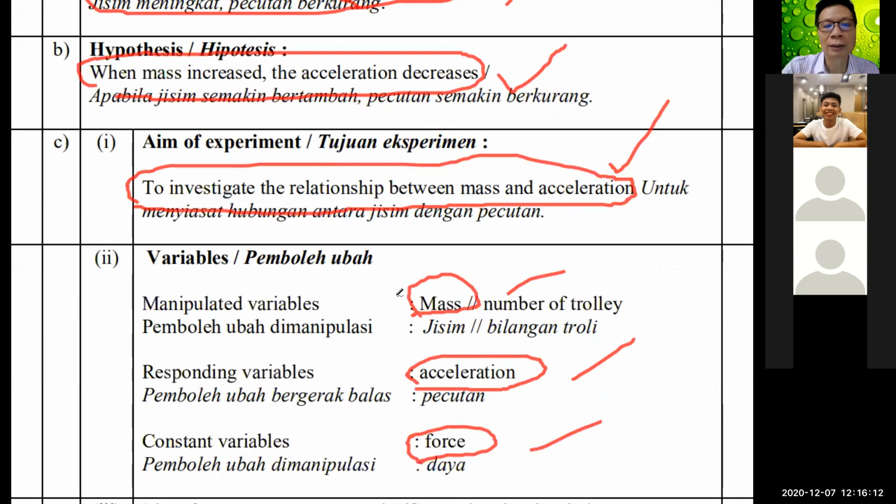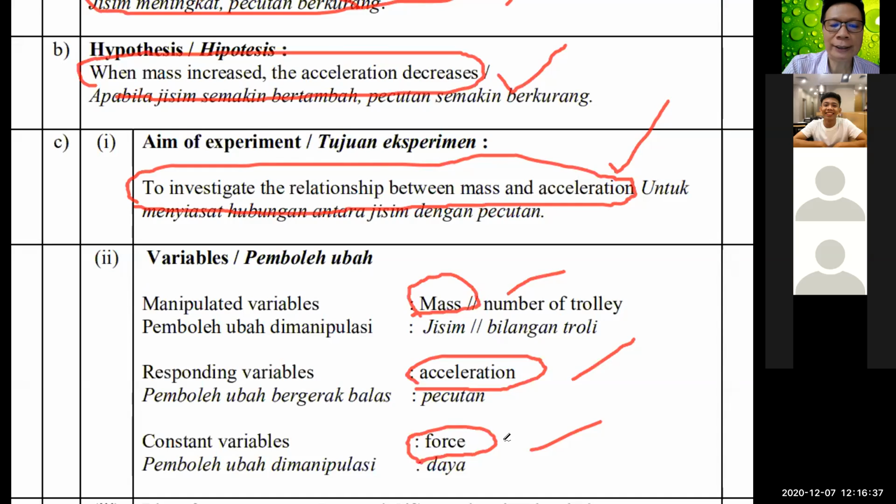Manipulated is mass, responding is acceleration, and the constant variable is the force, but you must know how to make the force constant. You pull the elastic cord. The length you pull the elastic cord must be constant. Okay, got the answer already.